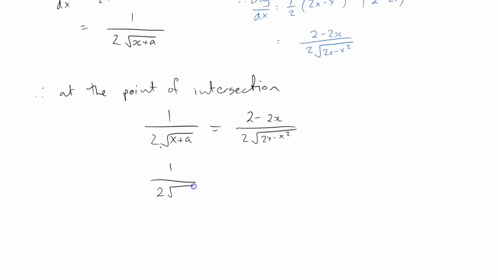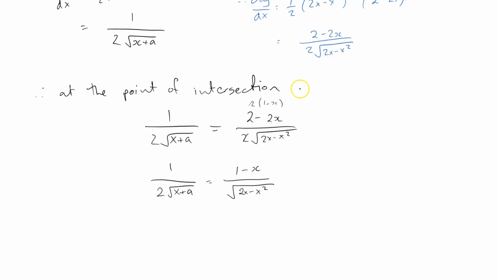So 1 over 2 square root of x plus a equals, you can see that numerator factors to 2 outside of 1 minus x, doesn't it? So I'm going to cancel the common factor of 2. So now I've just got 1 minus x over the square root of 2x minus x squared. Those two things are equal.